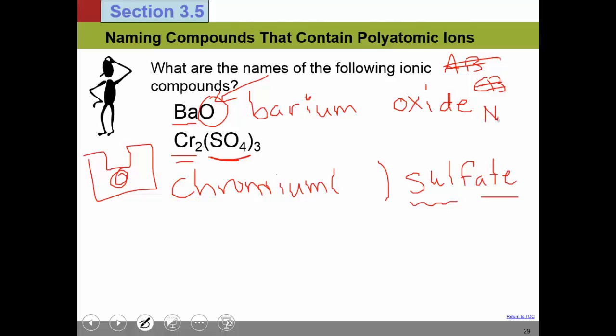So nitrate, the maximum number is 3. Borate, the maximum number of oxygens is 3. And carbonate, CO3. Those are ATE ions where their maximum is 3 oxygens. There are no really set rules, so that's why I just have you memorize these.